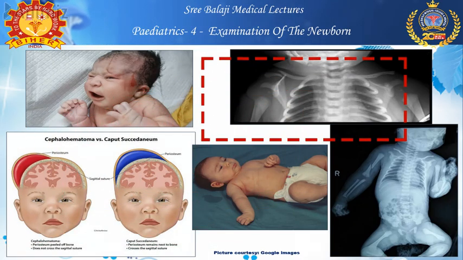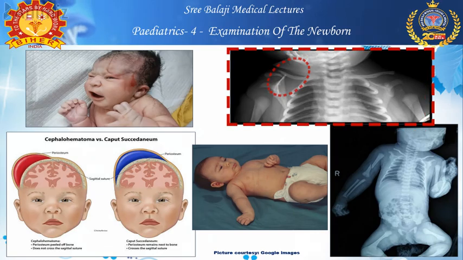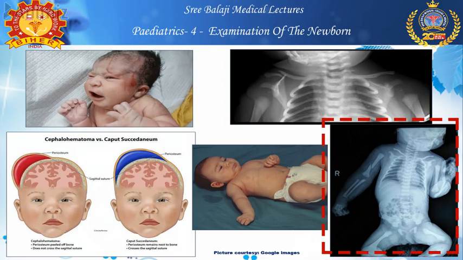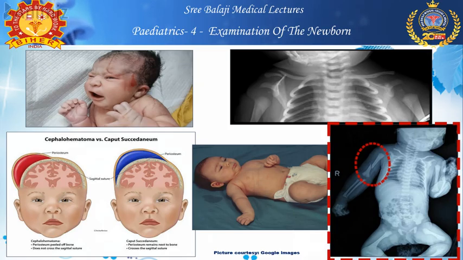And in the X-ray of the chest, the right clavicle is fractured. This is again one of the birth traumas. And in the X-ray of the whole body, the right humerus is fractured. It is clearly seen. And these are the bony injuries during labor and delivery.